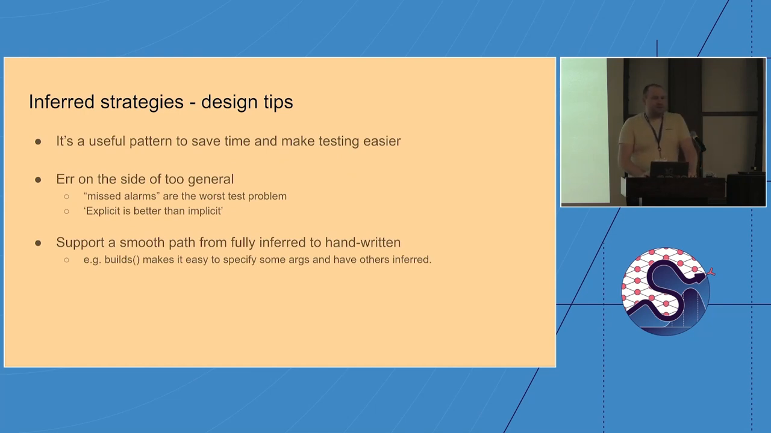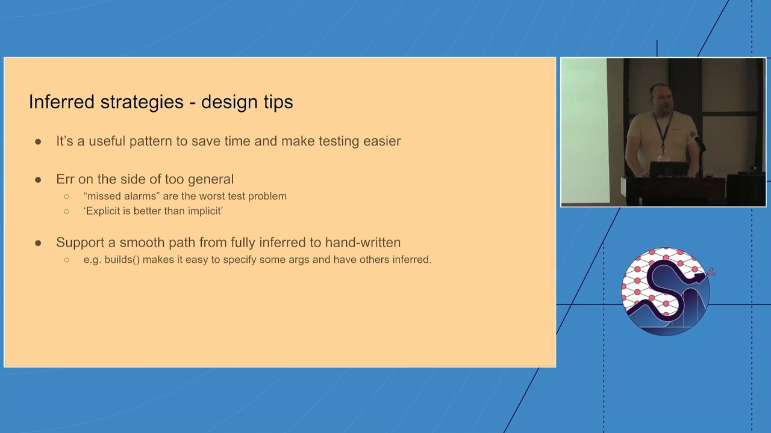A few design tips if you decide to write your own strategy inference functions, which is a very useful pattern to sort of save time and make testing easier. I usually end up with a hypothesis utils file in most of my test suites. It's always a good idea to err on the side of generating too much instead of too little. If you generate too much, then whoever's writing the test has to manually constrain it a little more. If you generate too little, then the tests pass when they shouldn't have. And in general, I tend to think that missed alarms are much worse than a little work to avoid false alarms in testing. Does that make sense?